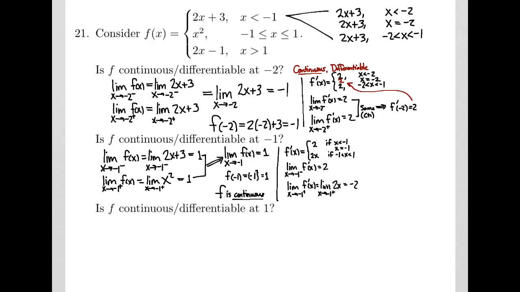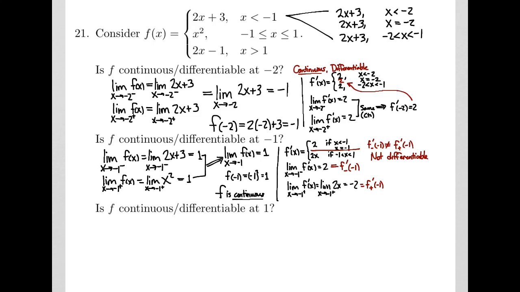Because these are different, this will be f prime from the left at -1. This is f prime from the right at -1. We know f prime from the left does not equal f prime from the right. And so we're not differentiable. We are continuous, but not differentiable. And so there is no value of the derivative at -1.